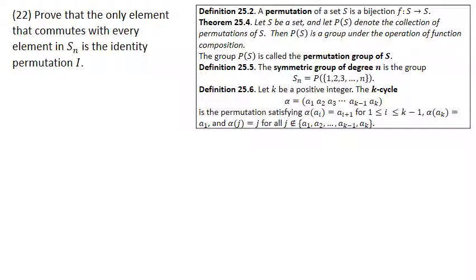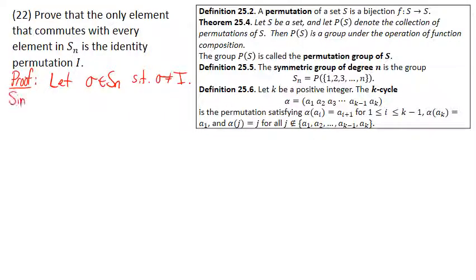Okay, so let's do number 22. Prove that the only element that commutes with every element in Sn is the identity permutation I. What I'm going to do is show that every element that is not the identity has some other element that it does not commute with. So I'm going to start by saying let sigma be an element of the symmetric group such that sigma is not the identity.